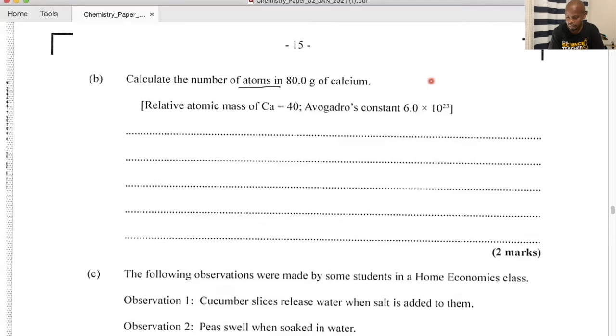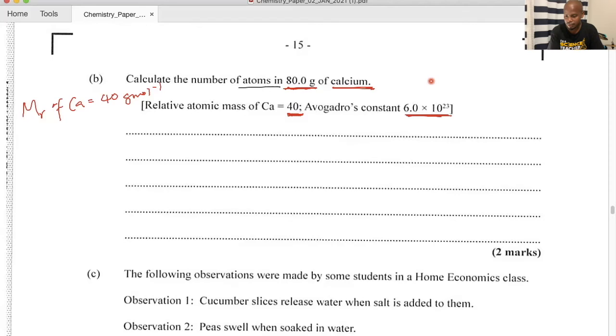We're asked to calculate the number of atoms in 80 grams of calcium, and we need to find the number of atoms present in that. Now we're given the relative atomic mass of calcium, which is 40. Relative atomic mass does not have a unit, but if we express this in grams per mole, then this represents the molar mass. So the molar mass of Ca, calcium, is equal to 40 grams per mole. And we know that 1 mole of any substance contains the Avogadro's number, which is this big number right here.